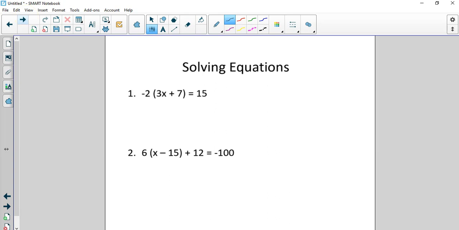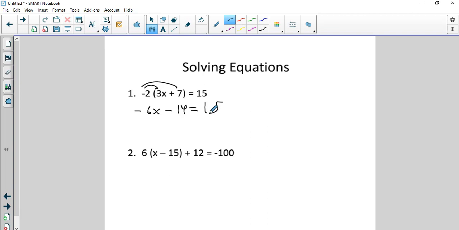Now, let's kind of put it all together. We've already solved the basic equations, and we've just done distributive property. We're going to put it together in one problem. So first off, we're going to distribute the negative 2. Negative 6x minus 14 equals 15. Now remember, that negative 2 does not get multiplied with 15. Only what's in the parentheses.